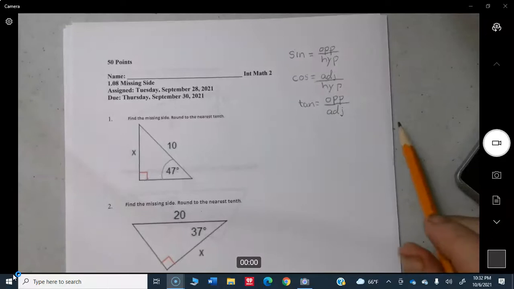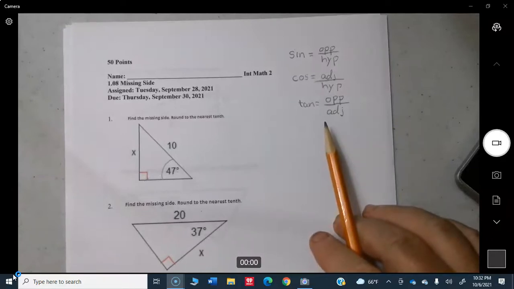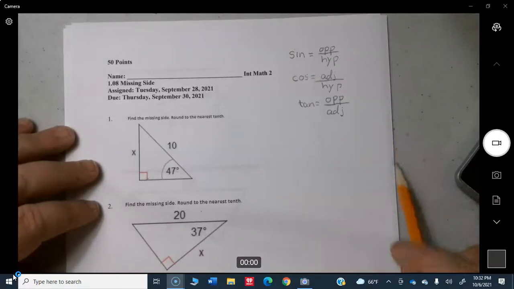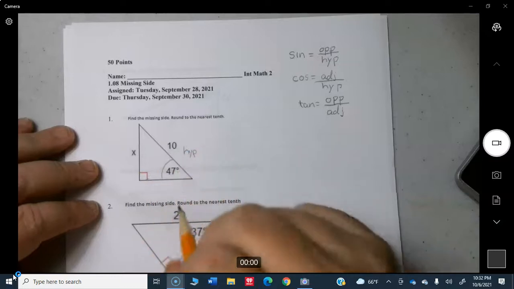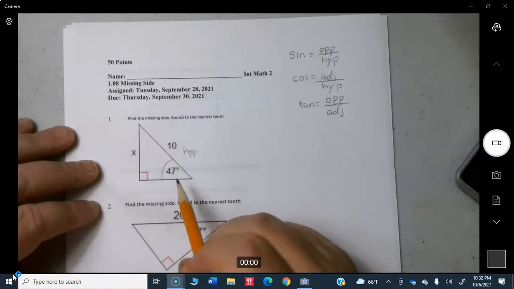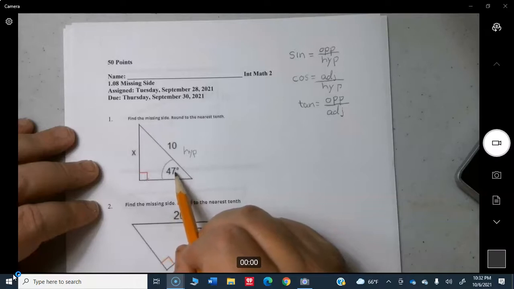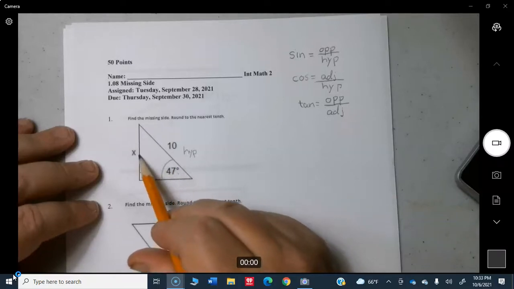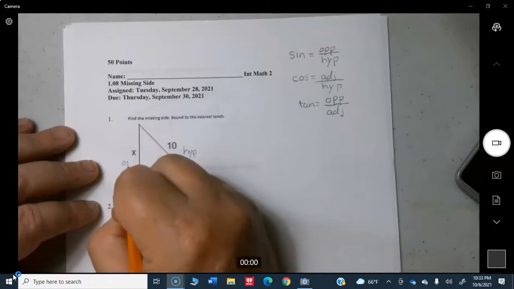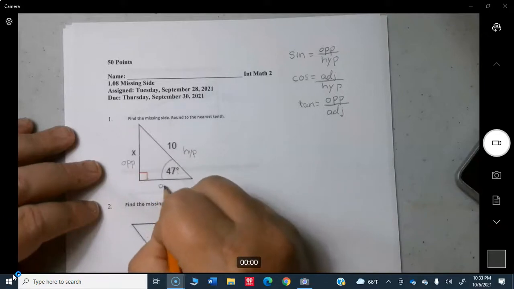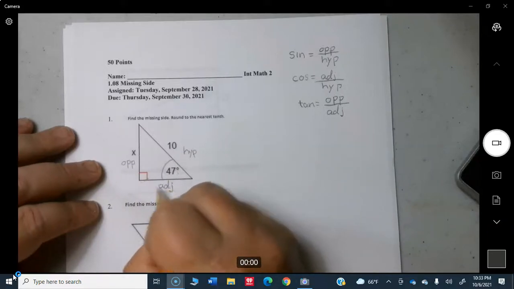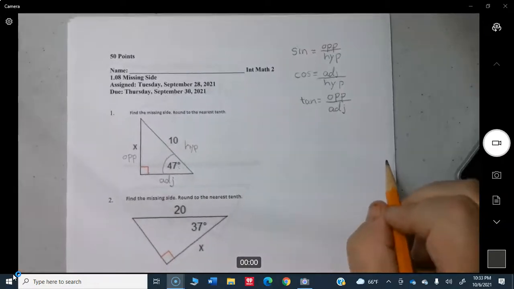So the first thing you do in any of these problems is you label the sides. So the longest side is the hypotenuse. It's this side right here. The opposite is the side that's on the opposite side of the triangle from the angle that we're working with. So 47 degrees. So you come across here, and this is the opposite. And then the adjacent is the other guy. And that's that side right there.